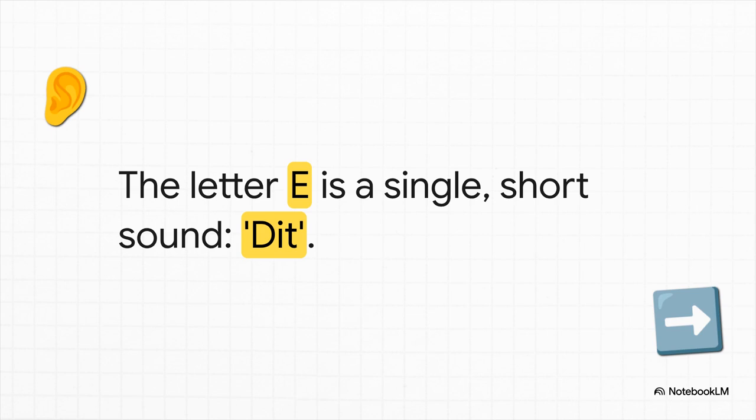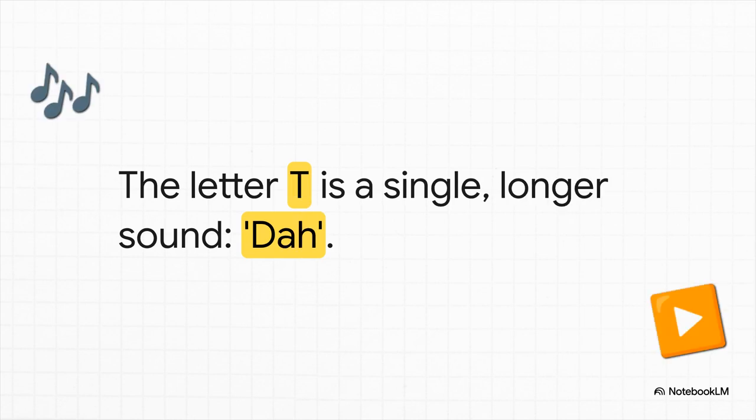Okay, ready? Here's your first letter. It's the most common one we just talked about, E. And it sounds exactly like this. Dit. That's it. Listen again. Dit. That short, sharp little sound is the letter E. You got it? Awesome. Now for your second letter, T. This one is a single, longer sound.